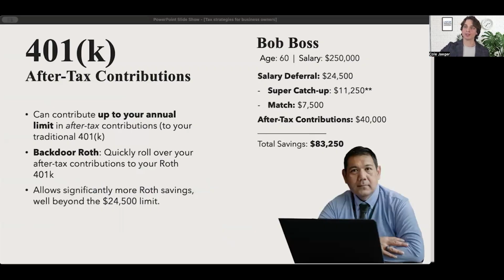After-tax contributions. This is actually another way to contribute to a 401k and help you get up to your annual limit that's not as well known. After-tax contributions can even present a nice backdoor Roth opportunity for anyone looking to juice their Roth.